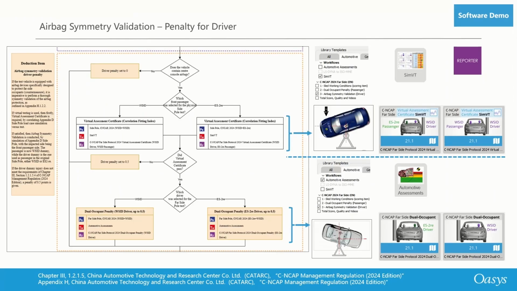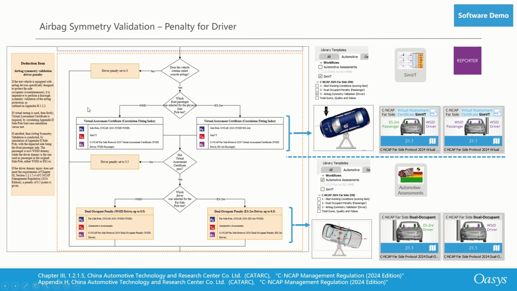Now moving on to the airbag symmetry validation. Now since I don't actually have an airbag in this vehicle, this is actually not required, but for the sake of completeness, I'm going to demonstrate this for you. So we'll pretend that we do have an airbag, and we've got a WorldSID front passenger, so we'll be following this left-hand route. As I've shown you before, in Reporter, the easiest thing to do would be to select the third option under the C-NCAP 2024 far side drop-down.